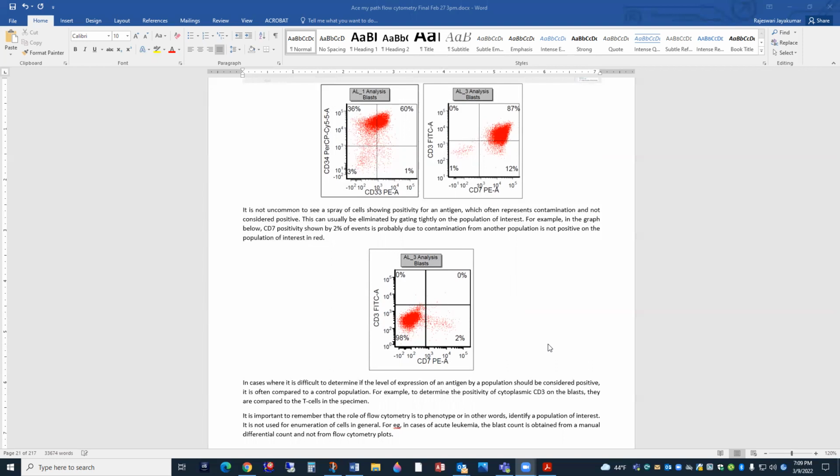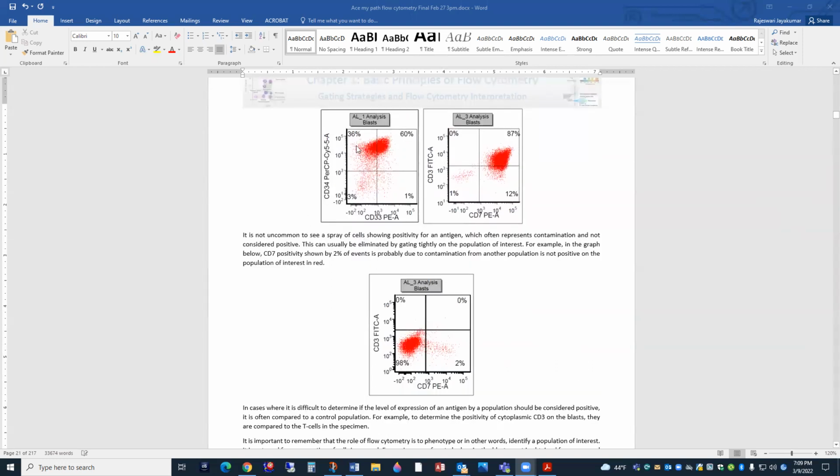One more thing you always have to remember is that flow cytometry is never used for obtaining the numbers. Your numbers are from the differential count. For example, if you want to get the blast count, you have to use your differential count to get that number. If your flow cytometry says this is 25% blast, don't use that number for determining whether it is acute leukemia or not. You have to use your differential count to say it is acute leukemia or not. The purpose of flow cytometry is only to phenotype the population of interest.